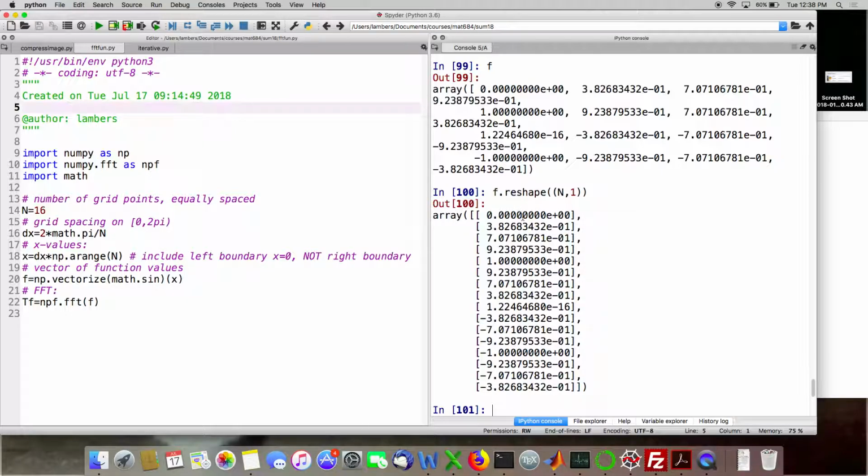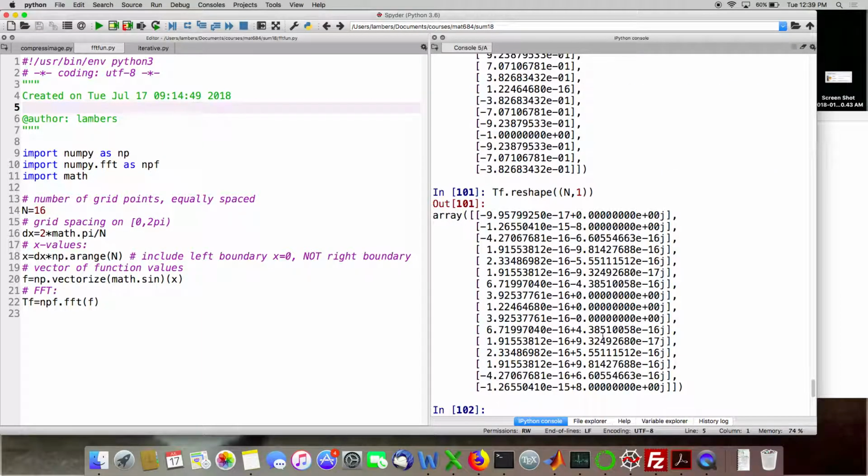At x equals 0, pi over 8, pi over 4. Some of you might recognize that as square root of 2 over 2. 3 pi over 8, pi over 2, etc. So all values of sine x. Now, if I take a look at the FFT results, I do the same thing with tf, and let's see what those numbers look like.